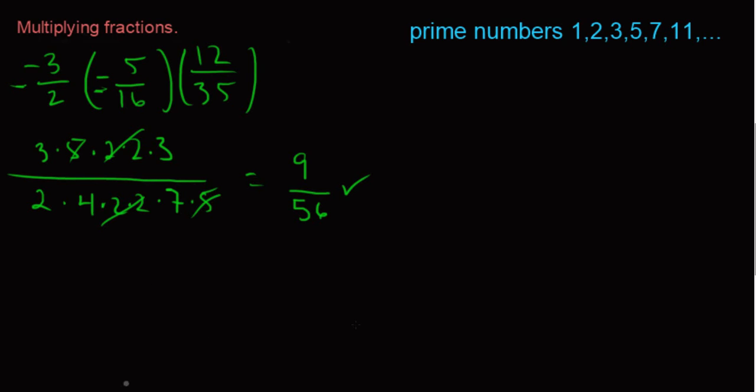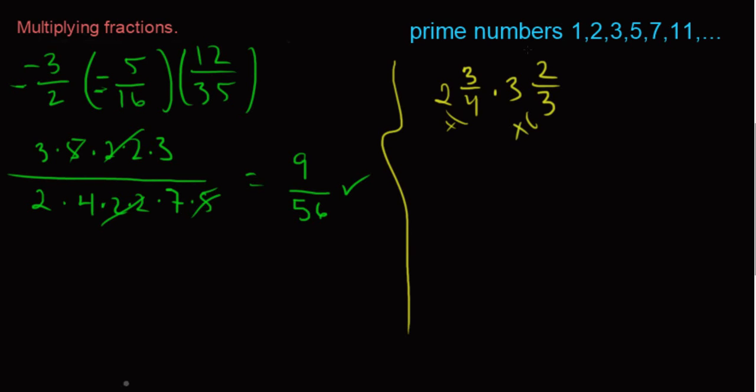Let's look at another example. Feel free to pause the video. I have 2 3/4 times 3 2/3. Make them into improper fractions. That's going to give me 4 times 2, 8, plus 3, 11 over 4, times 3 times 3 plus 2, 11 over 3. 11 times 11, 121. So that's the answer. I don't think we can reduce that any further.